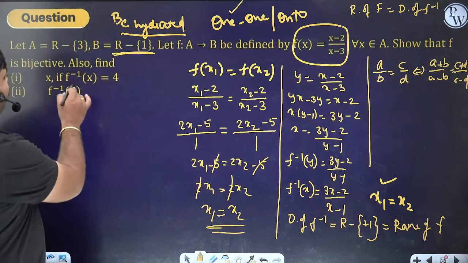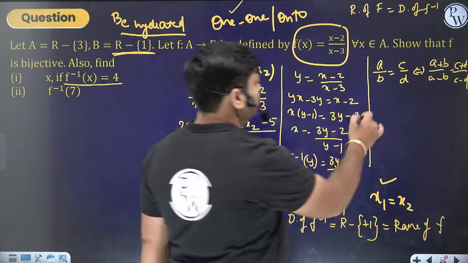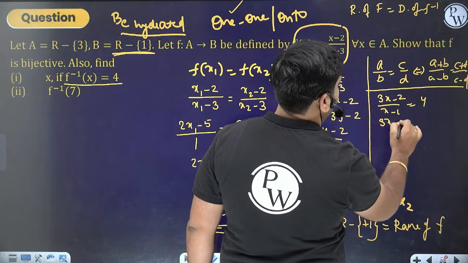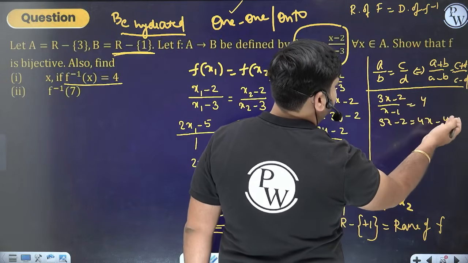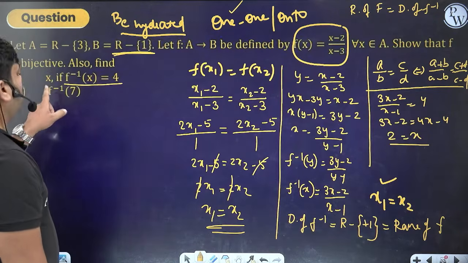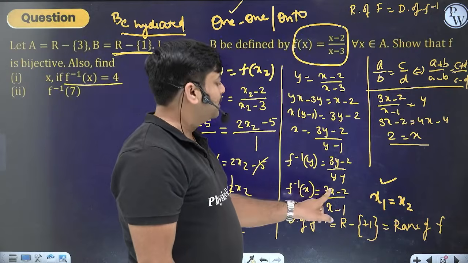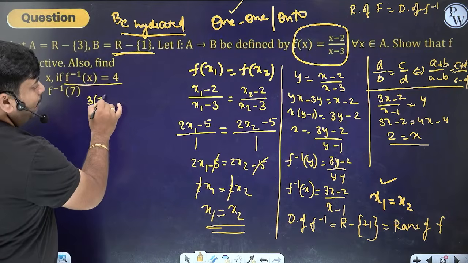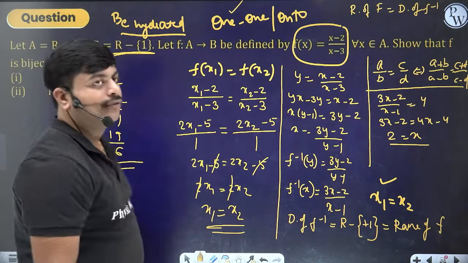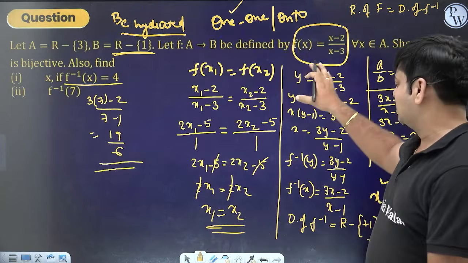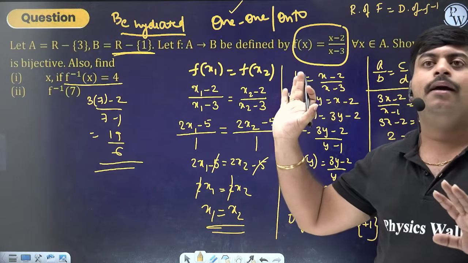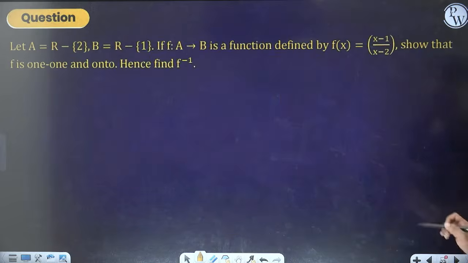Okay, now we have f inverse of x is 3x minus 2 by x minus 1. It is given f inverse of x is equal to 4. So 3x minus 2 by x minus 1 is equal to 4. 3x minus 2 equal to 4x minus 4. So 4 minus 2 equal to 4x minus 3x, which is x. And what is f inverse of 7? Keep 7 here: 3 times 7 minus 2 by 7 minus 1, 21 minus 2, 19 by 6. That is your f inverse of 7. Once again, please cross check if there is any mistake. I might have made some mistake. I'm not very sure, but please check that. Okay, everyone. Fine. The next.